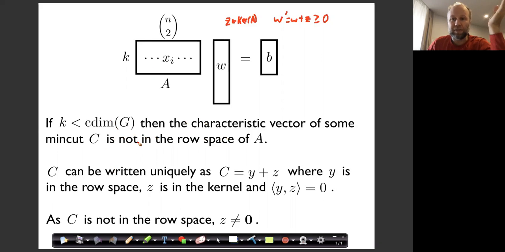A general linear algebraic fact is that every vector in dimension n choose 2 can be written as the sum of something from the row space of A plus something from the kernel of A. Moreover, this is an orthogonal decomposition, so Y and Z here will be orthogonal. So write C as Y plus Z, where Y is in the row space, Z is in the kernel, and these vectors are orthogonal. Now, since C is not in the row space, that means that Z has to be not the all zero vector.